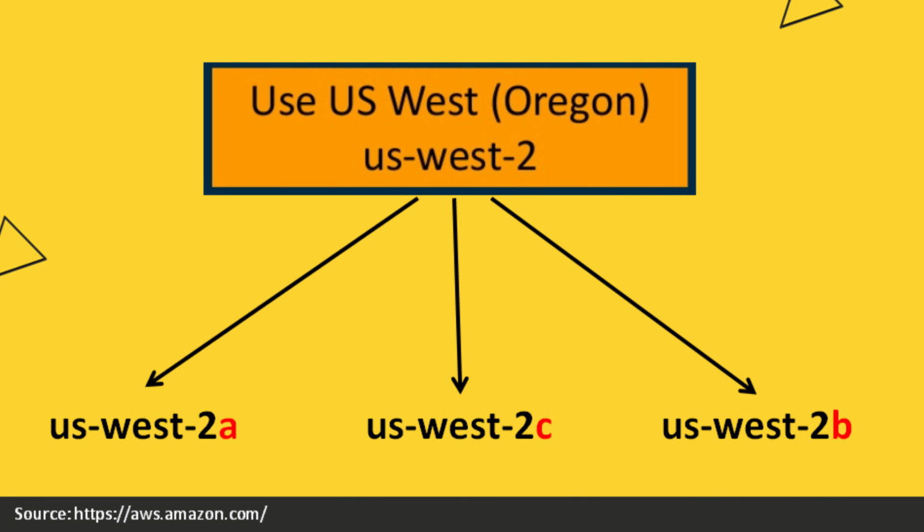Each region has a unique AWS code. For example, the Oregon region is referred to as US West 2, and the availability zones are named after the region with a suffix. For example, US West 2a, then 2b and 2c.